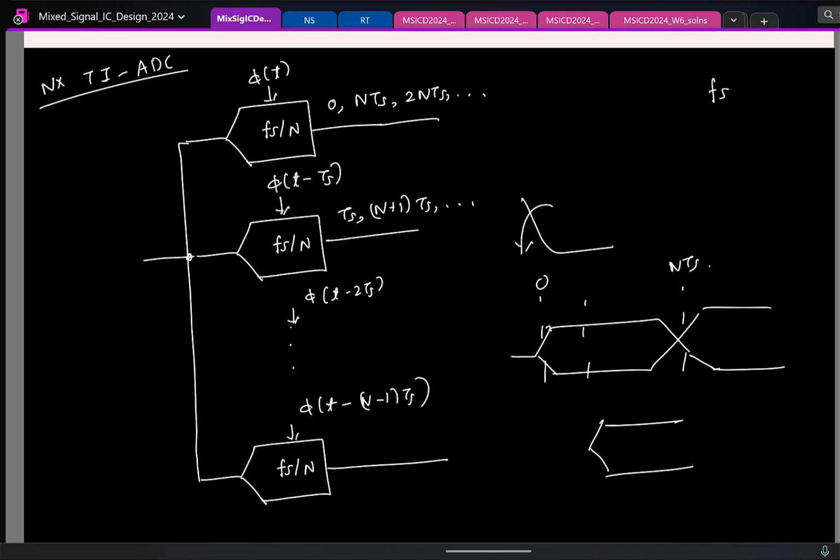The idea is clear, right? Yeah. This multiplexer will have to operate at the final sampling rate. So first, the first sample is here. TS after, you select this ADC, 2 TS after you select the third ADC, and so on. And this is how in practice all high-speed ADCs are designed.